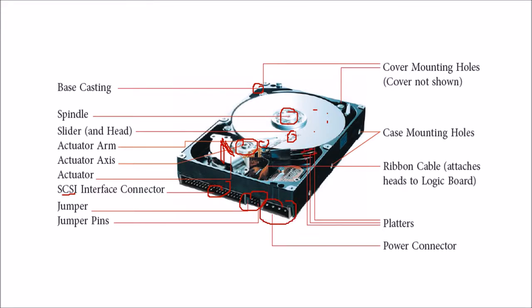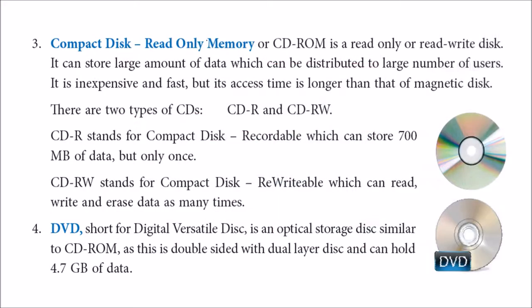These are all different platters, you can say discs, which are placed one on another. Then you have ribbon cables attached. This attaches heads to the logic board. This is your case mounting, where you're going to place it in the cabinet. This is the cover mounting holes. The cover is not shown here actually.